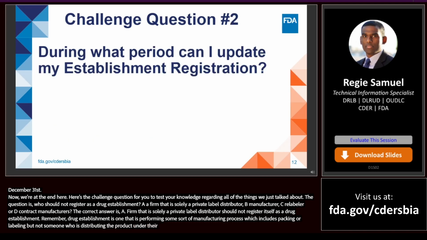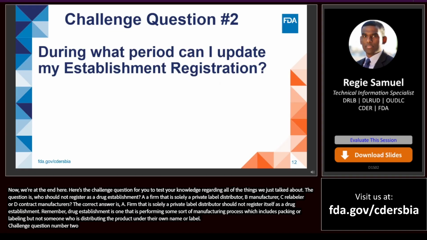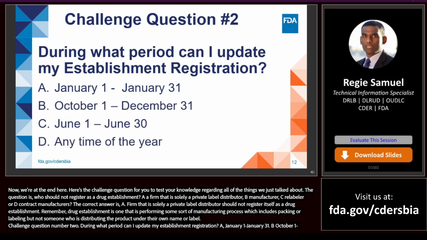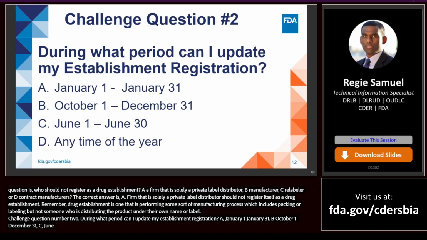Challenge question number 2. During what period can I update my establishment registration? A, January 1 to January 31, B, October 1 to December 31, C, June 1 to June 30, or D, any time of the year. When can you update your establishment registration?